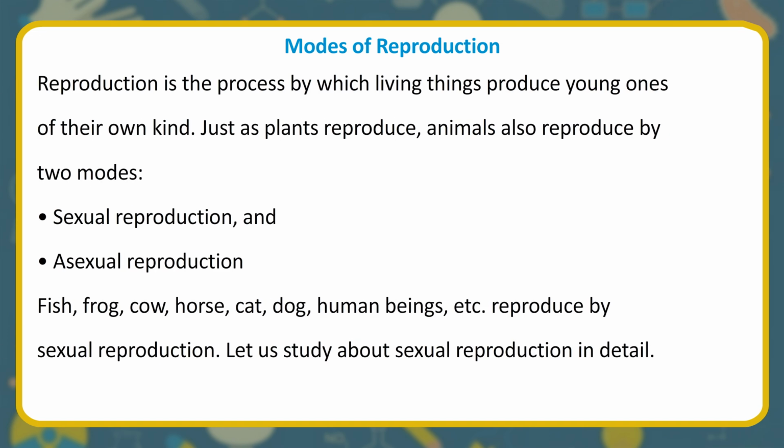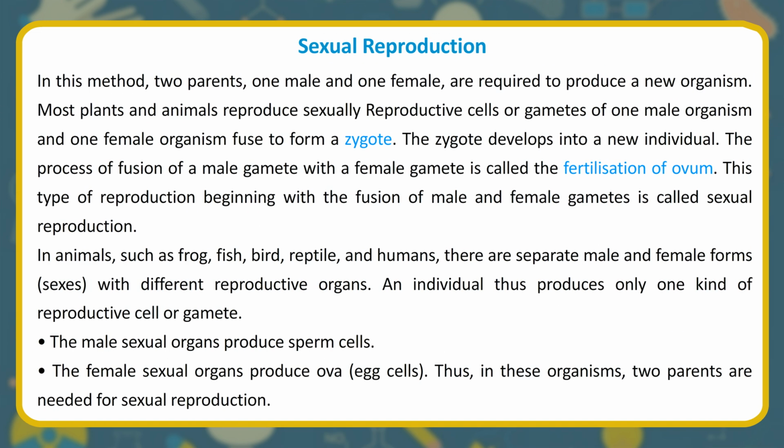Modes of reproduction. Reproduction is the process by which living things produce young ones of their own kind. Just as plants reproduce, animals also reproduce by two modes: sexual reproduction and asexual reproduction. Fish, frog, cow, horse, cat, dog, human beings, etc. reproduce by sexual reproduction. Let us study about sexual reproduction in detail. Sexual reproduction. In this method, two parents, one male and one female, are required to produce a new organism.